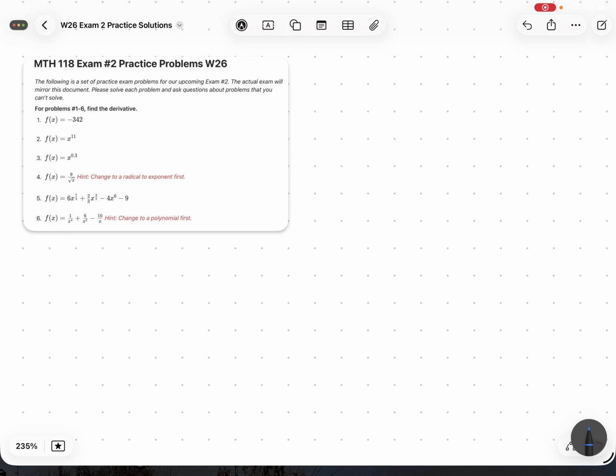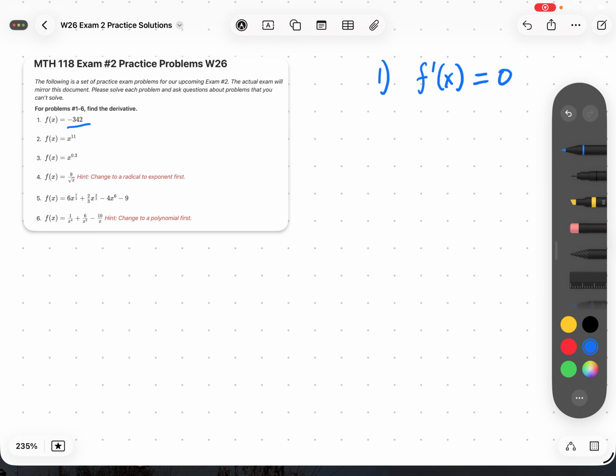So we start the exam by just running through some derivatives, basically practicing our derivative rules. And so I'm just going to, on the side here, start working these problems. For number 1, we're doing the derivative of negative 342, which is a constant. So we know that that derivative f prime of x equals 0. And that's all you need to do for that one. Don't overthink it. Make sure you do put f prime of x equals along with whatever your answer happens to be, in this case 0.